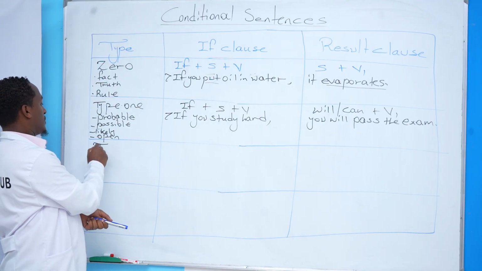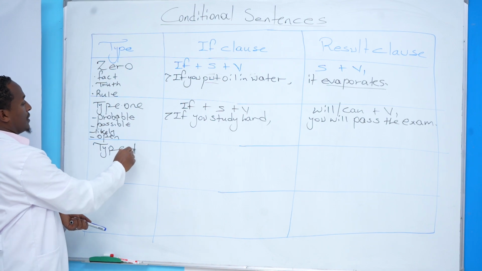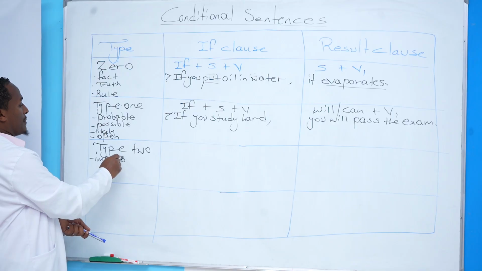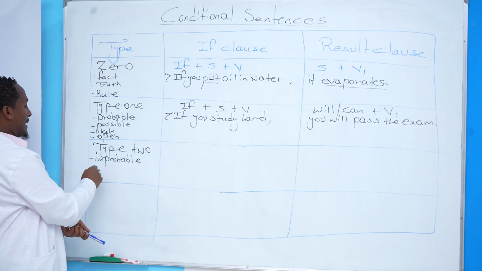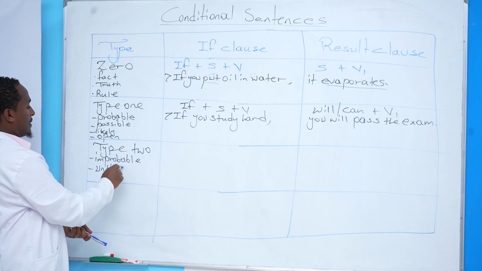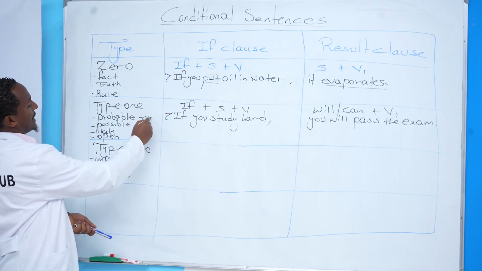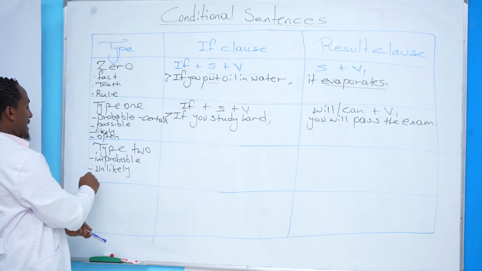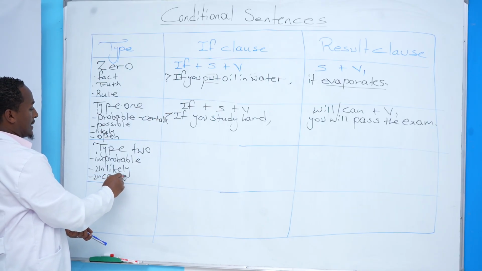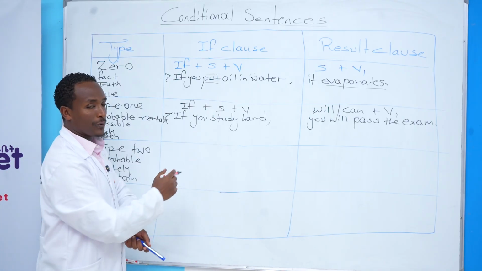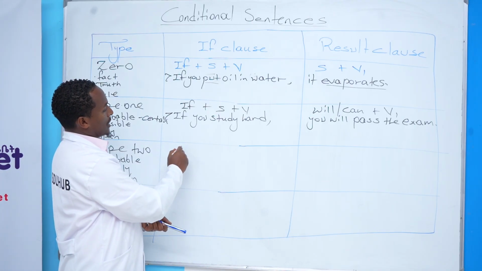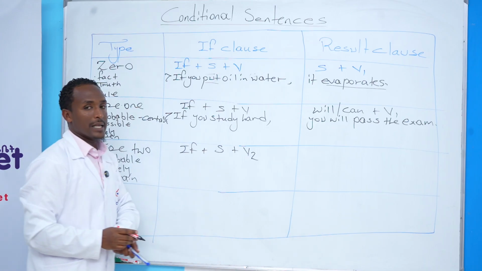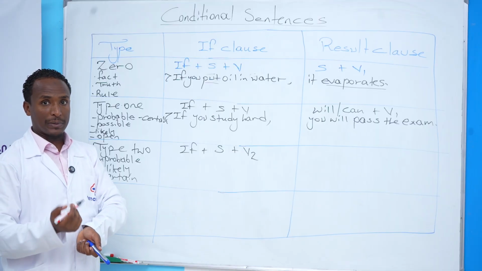Conditional type 2 is improbable, unlikely, and this one is certain, and this one is uncertain. Okay, and the pattern of conditional type 2 is if plus subject plus verb 2. That means the simple past of the given verb.